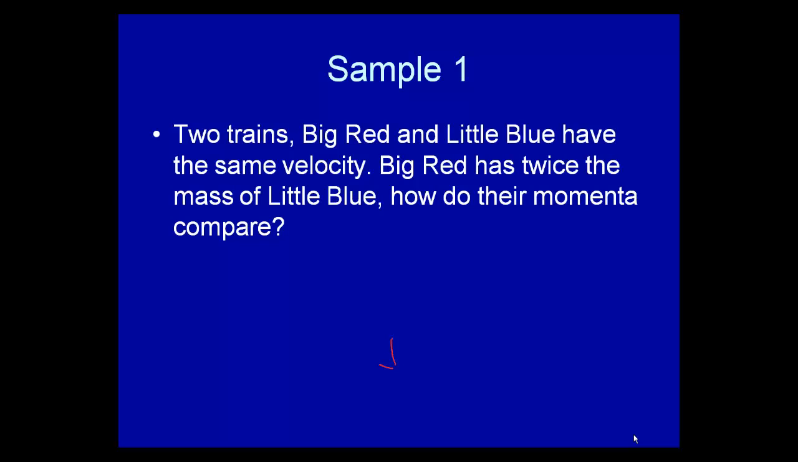So sample number one. Two trains, Big Red and Little Blue, have the same velocity. Big Red has twice the mass of Little Blue. How do their momentums compare? Well, let's take a look at red first. We know that p is equal to m times v, but they tell us that Big Red has twice the mass of Little Blue, so it equals 2 times the mass of Little Blue times v. So let's take a look at blue. Now blue, on the other hand, p is equal to m times v.